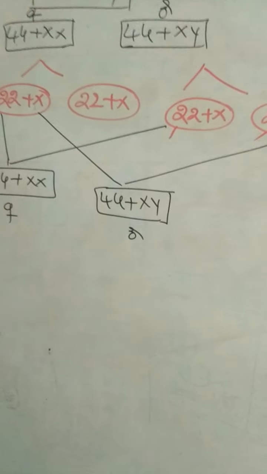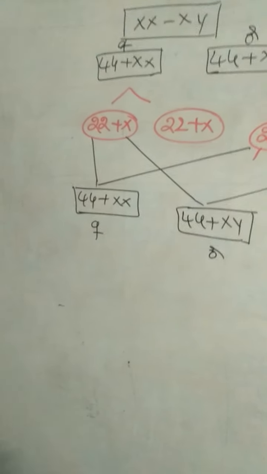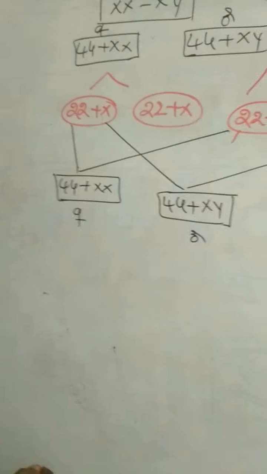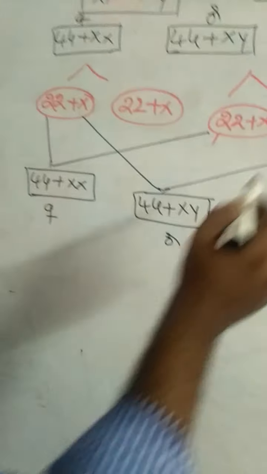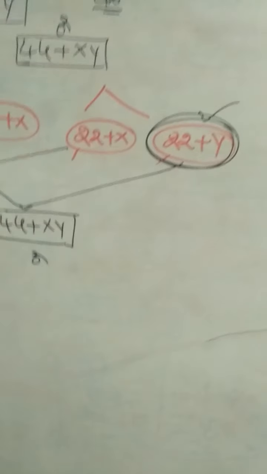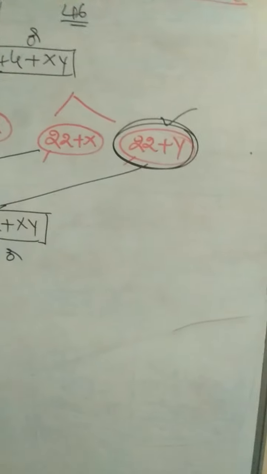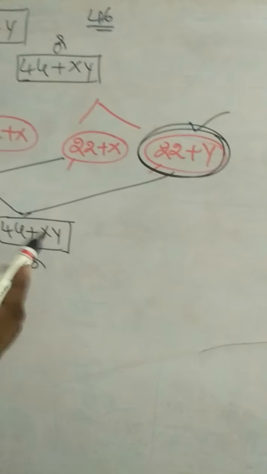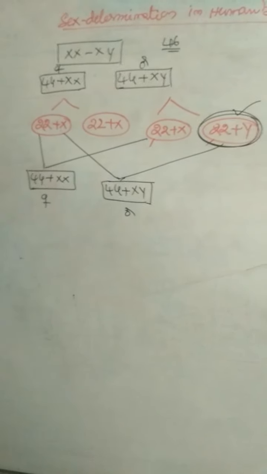Here, the male is the sex determination factor. So, what is the sex determination factor in the XX-XY method? Males determine the sex. That means the sperm with 22 plus Y determines the sex. The Y chromosome determines the sex in human beings. If the Y is present, that is male. If the Y is absent, that is female. That is about sex determination in humans.